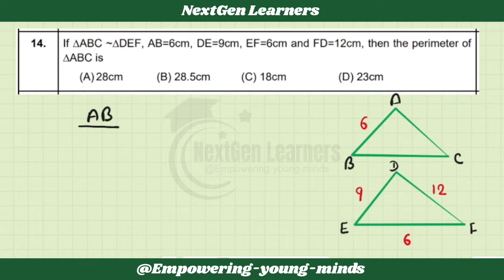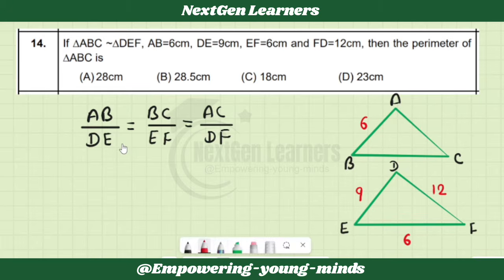upon DE should be equal to BC upon EF should be equal to AC upon DF. Now put all the values and if I solve this question, AB is given as 6 upon DE is given as 9 is equal to BC. BC is not given, so keep it as it is. EF is given as 6.